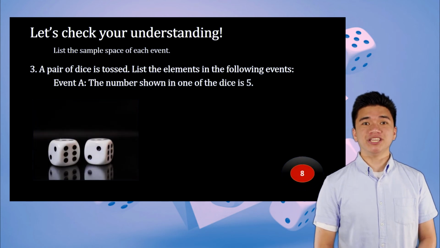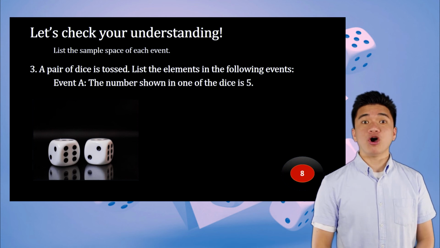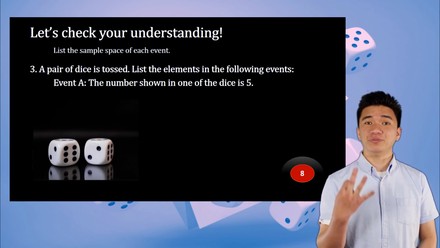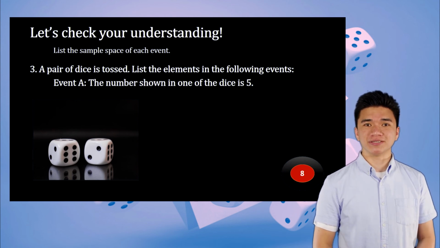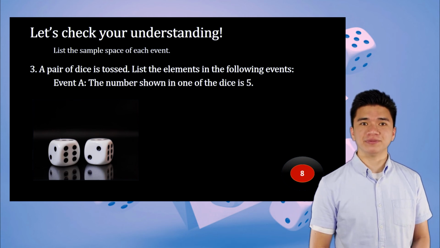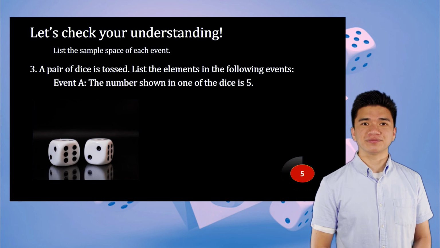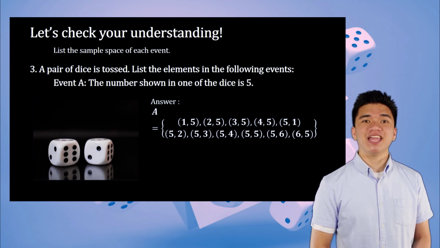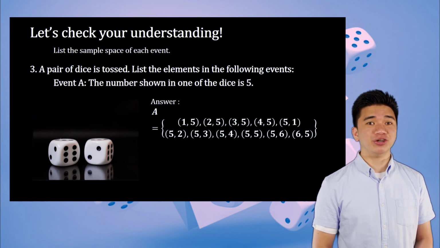For the next numbers, you are given 8 seconds to list the sample space of the following events. Number 3. A pair of dice is tossed. List the elements in the following events. Event A. The number shown in one of the dice is 5. If your answer contains the following, A = {(1,5), (2,5), (3,5), (4,5), (5,1), (5,2), (5,3), (5,4), (5,5), (5,6), (6,5)}, your answer is correct.